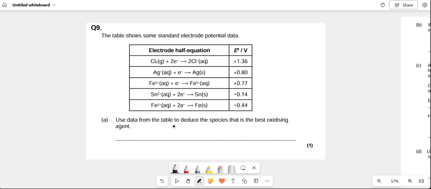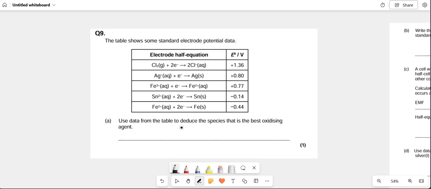Alright, question 9. Use the table to deduce a species that is the best oxidizing agent. Obviously here they're all being reduced. If something is an oxidizing agent, that means it's being reduced itself. So which thing here is the best at being reduced? All of the ones on the left hand side are getting reduced to the right hand side. This one has the most positive electrode potential, 1.36. So that means that Cl2 is getting reduced, and therefore it's the best oxidizing agent. So Cl2.